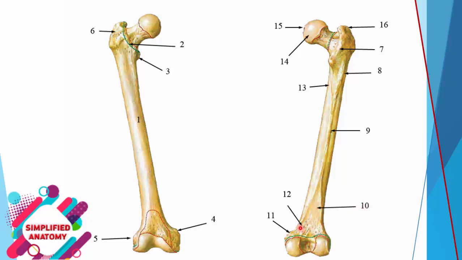Number 10. Number 12, above the medial condyle, give origin to the medial head of gastrocnemius. Number 11 is adductor tubercle, and also number 4 is adductor tubercle. 14 is head of the femur related to the hip joint, type of the joint synovial ball and socket. Number 15 is fovea on the head of the femur for attachment of round ligament of the femur, or called ligament of the head of the femur.